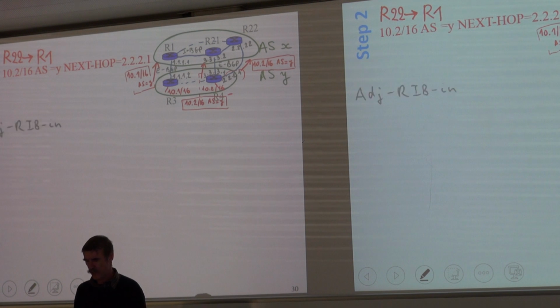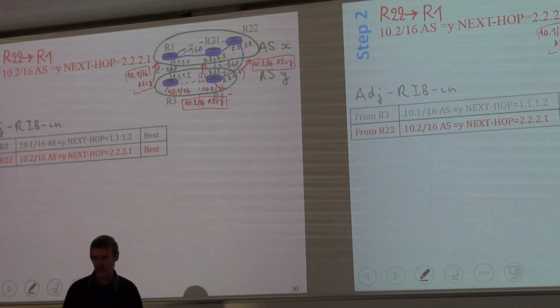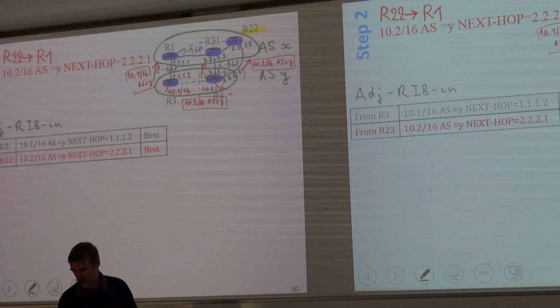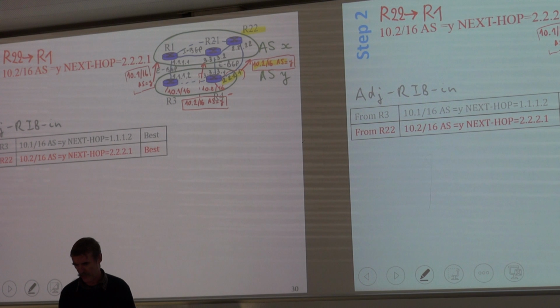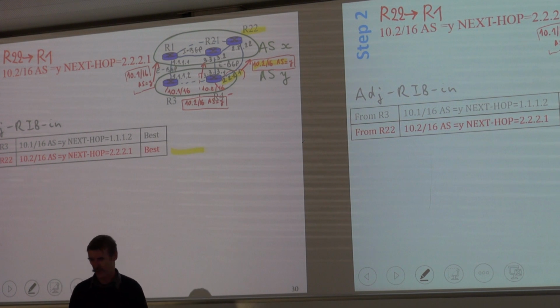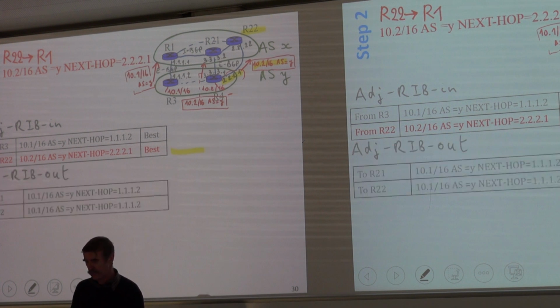Okay. Now assume that R22 sends to R1 this information. So R22, this router, has received this information, 10.216, with next hop 2221, and passes now the information to R1, as is the rule in any well-behaving BGP router. So now we have this route that is added. Again, there's no competition, because we have two different routes.